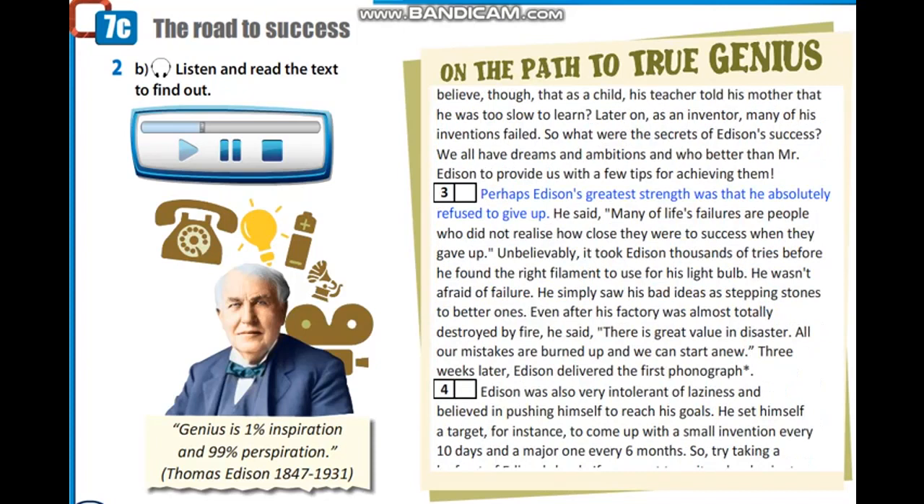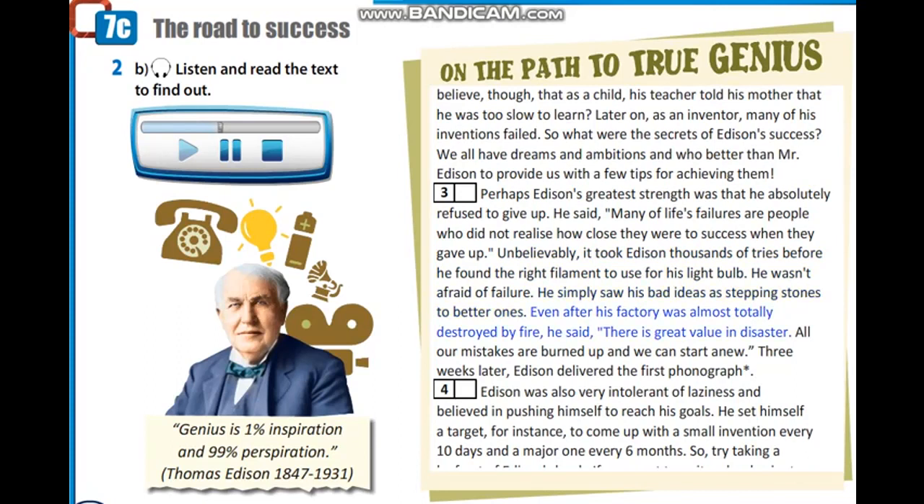Perhaps Edison's greatest strength was that he absolutely refused to give up. He said, "Many of life's failures are people who did not realize how close they were to success when they gave up." Unbelievably, it took Edison thousands of tries before he found the right filament to use for his light bulb. He wasn't afraid of failure. He simply saw his bad ideas as stepping stones to better ones.